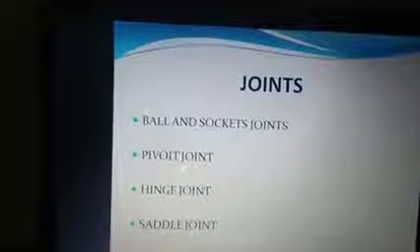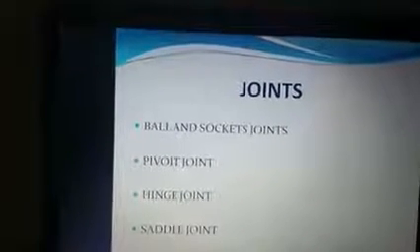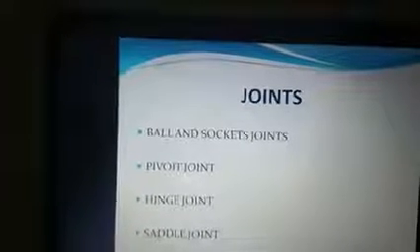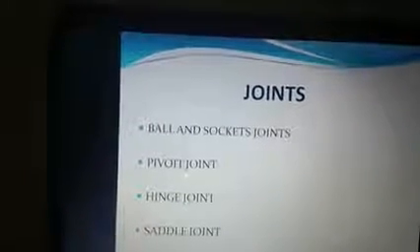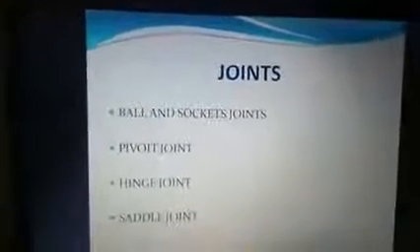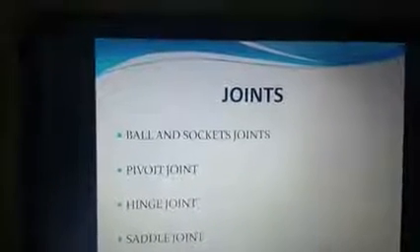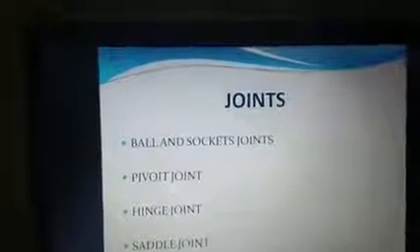The movable joints of our body are of 4 kinds, and they allow all kinds of movements that a human body can make. These joints are the ball and socket joint, pivot joint, hinge joint, and saddle joint.